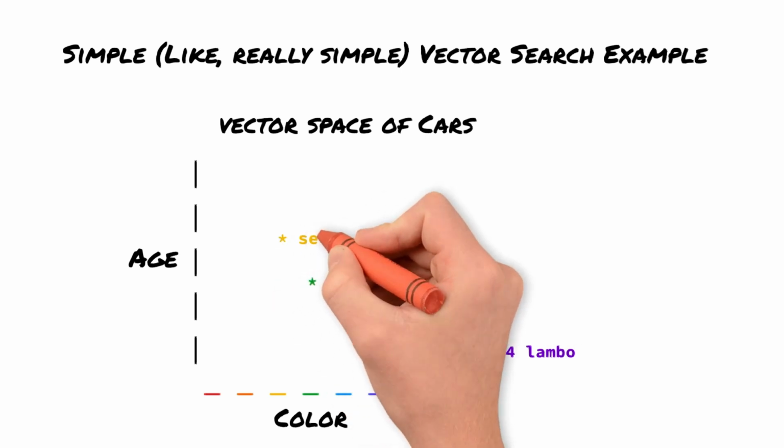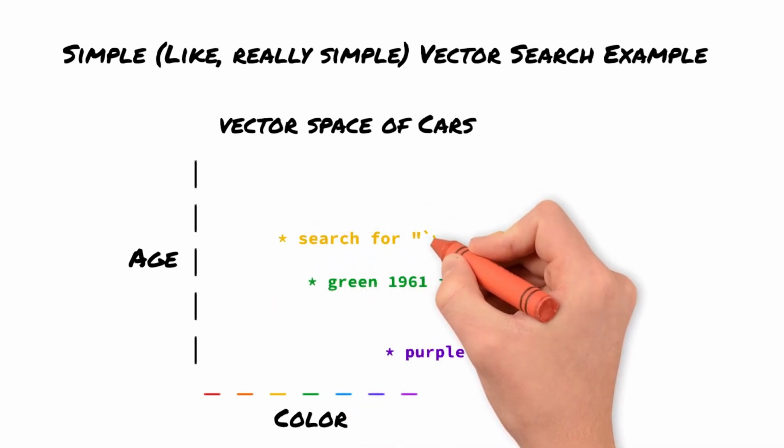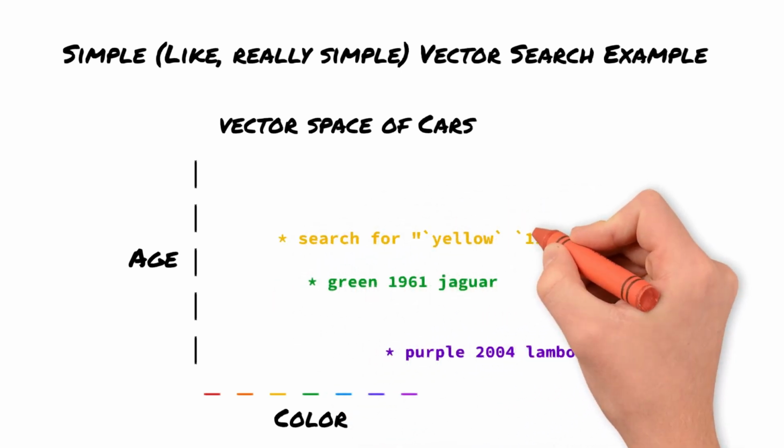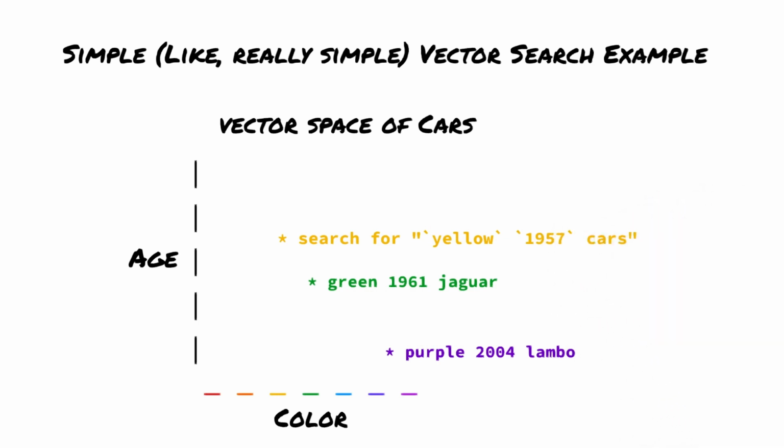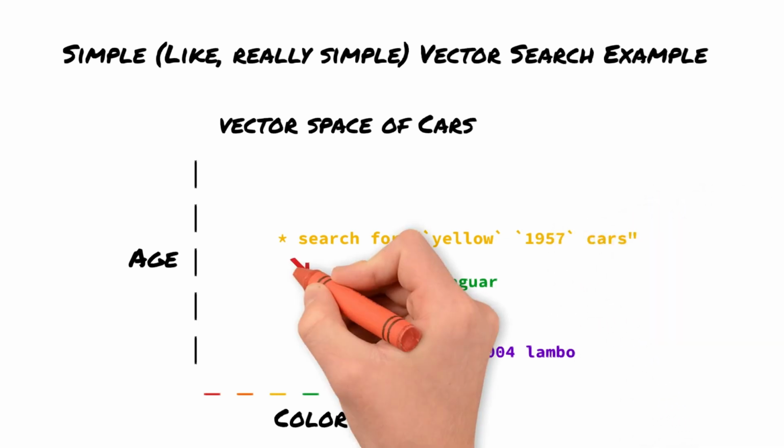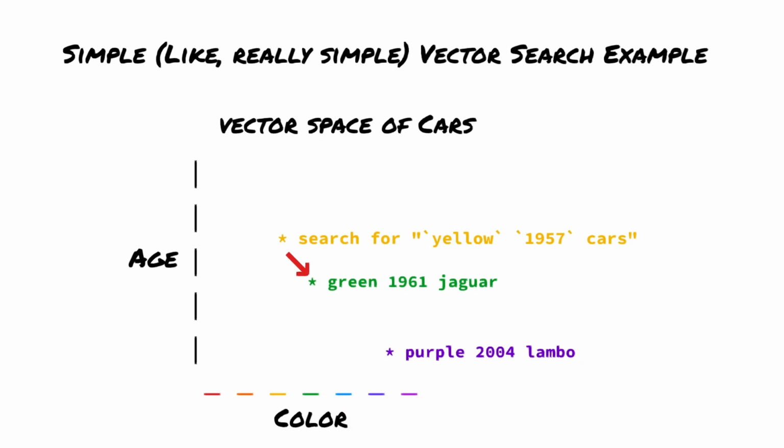Now, let's say we want to search for yellow 1957 cars, and it kind of ends up around there. We can then do a nearest neighbor lookup, and that gets us the green 1961 Jaguar, even though the Jaguar is neither yellow nor from 1957, but conceptually it's kind of close, right? Mind you, this is kind of a silly example, and it's very, very, very simplified.